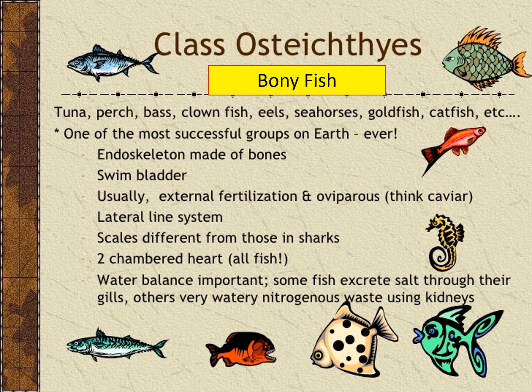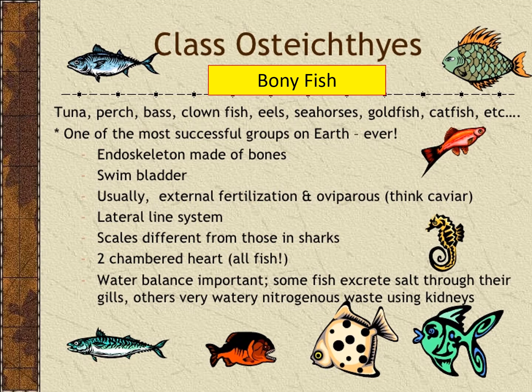They have what's called a swim bladder, and usually they engage in external fertilization and being oviparous. Oviparous meaning the fish lay eggs. Well, think caviar. That's what caviar is, fish eggs. Okay, so they lay the eggs and then they are externally fertilized by the males in water. Okay, they do have a lateral line system.